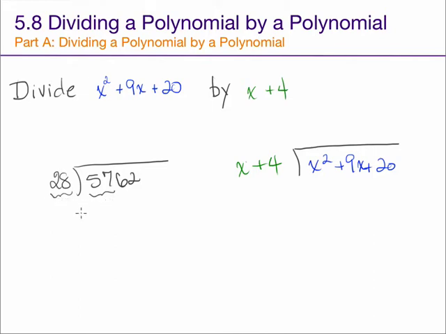1 times 28 is 28. 2 times 28 is 56. That's not quite 57, but it's as close as I can get without going over. So I estimate that it will go in twice, even though it won't go in exactly twice. Then I'll say 2 times 28 is 56, and subtract, and so on. Let's continue this problem, because there's something else I'd like to show you.